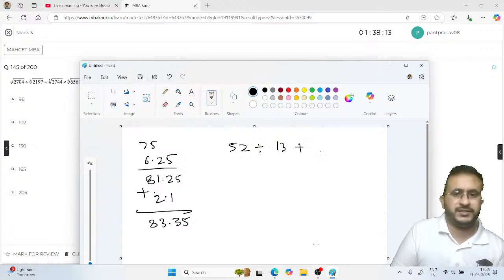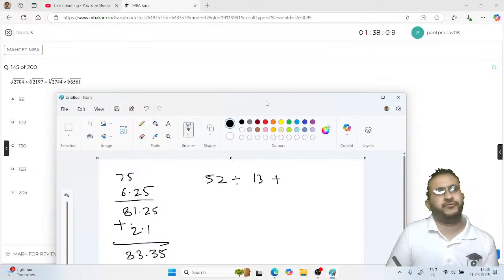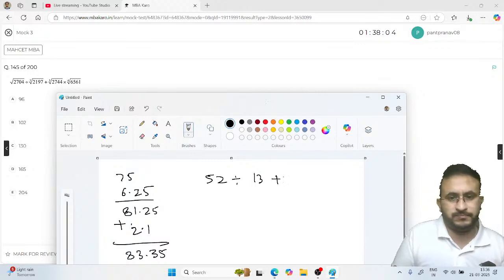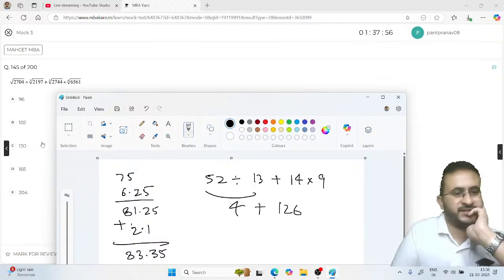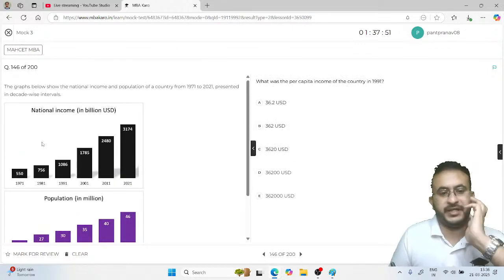52 divided by 13 plus this is cube root of 2744. That will be 14 cube. This is 81 square root. 4 plus 126, 130. Answer. Okay, so I got DI.